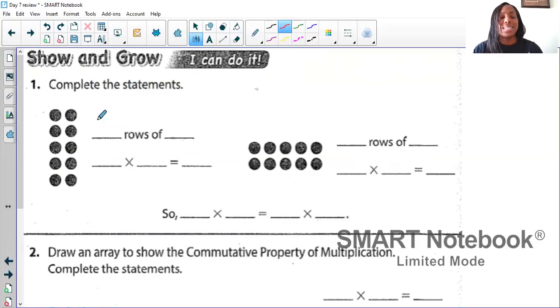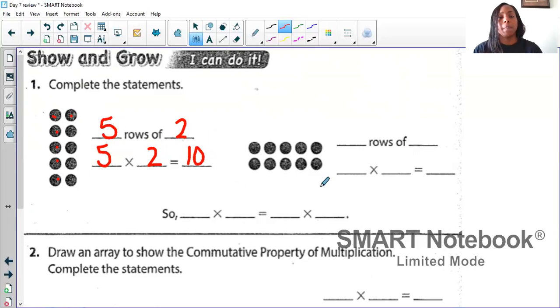So complete the statements. So it's asking us for the rows of and the rows of over here. So if I take a look, how many rows? 1, 2, 3, 4, 5 rows. So we're going to do 5 rows. And how many are in each row? 1, 2. So 5 rows of 2. Good. So what does that mean? What's my equation going to look like? 5 times 2 equals 10.